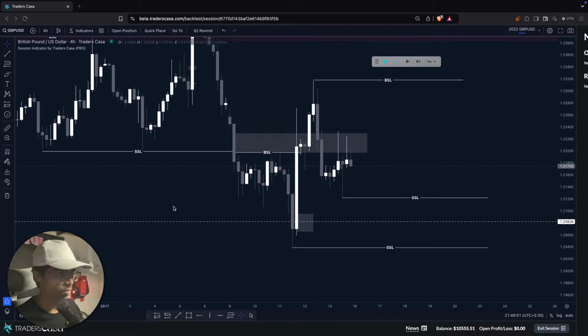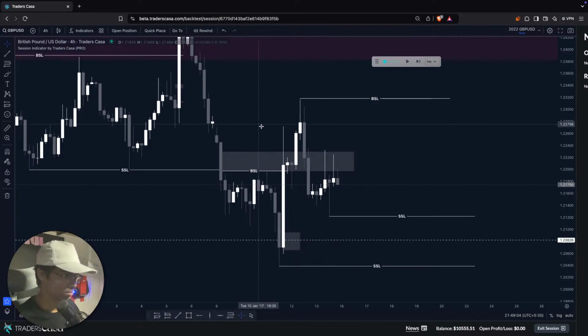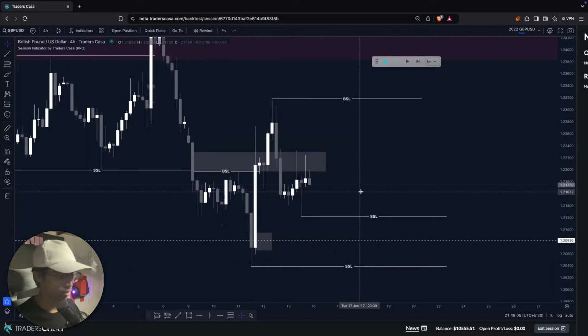Good. Now let's see, it's up, down, move, then again we got back to the point where we need to decide whether the price is going to take this high. These are the highs that can be taken.